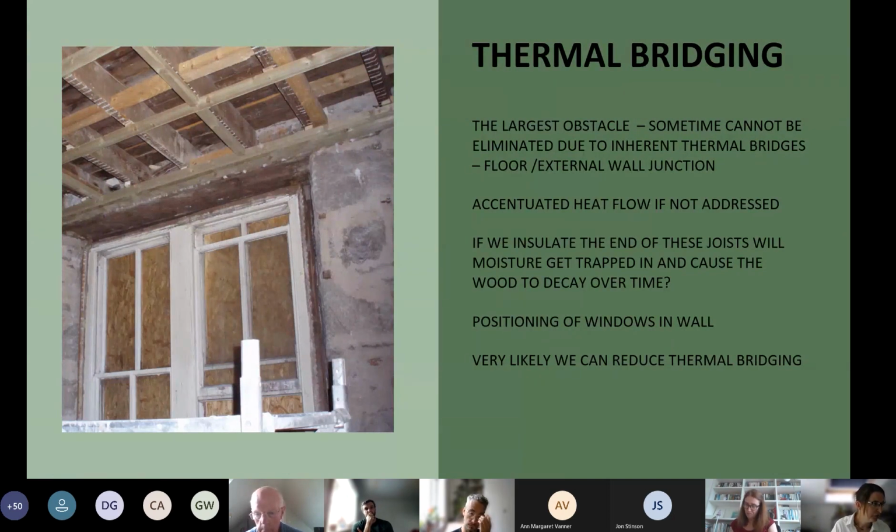So if we just put insulation around the ends of the joists here, we run the risk of trapping moisture in the timber, and then that might decay over time. And we're not creating a continuous line of insulation. Another method might be to go in and cut each joist end and insert insulation up behind it and then hang the joist off joist hangers. So again, it's very much a case-by-case situation.